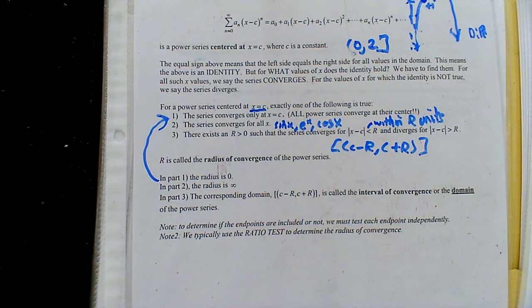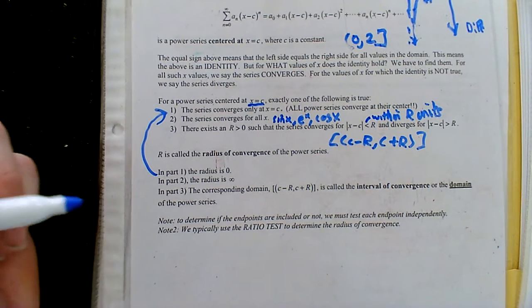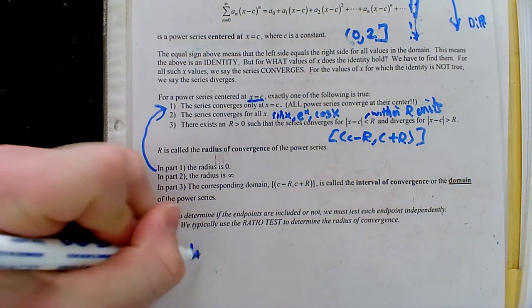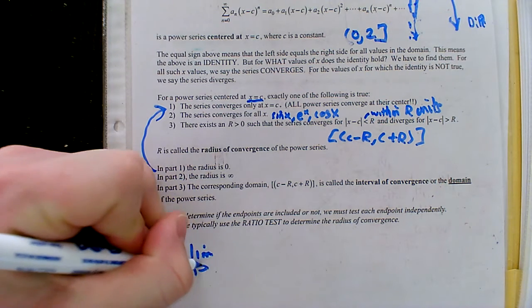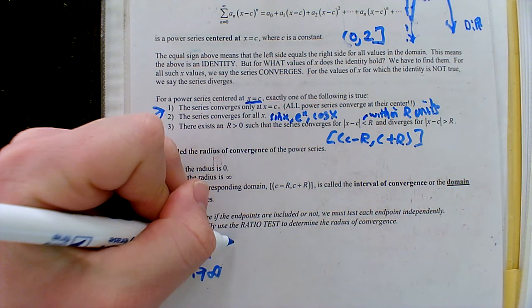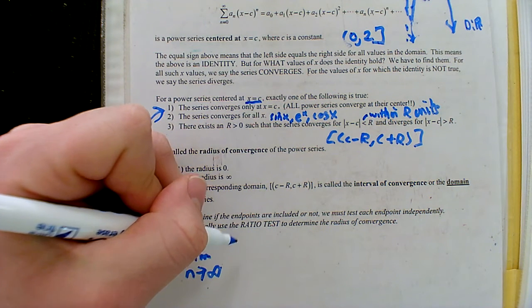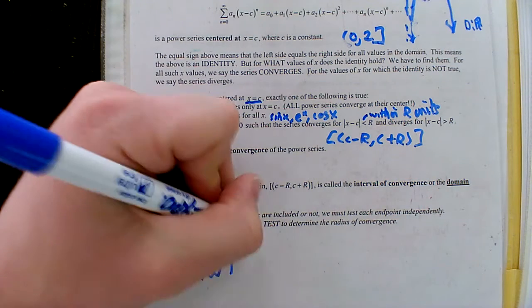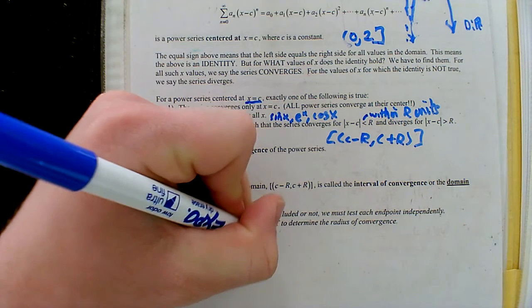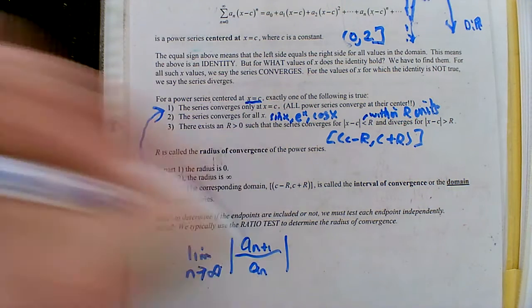We typically use the ratio test to determine the radius of convergence. Does anybody remember the setup of the ratio test before I start writing some down? We have a limit as n goes to infinity of what? What's the general setup? Yeah, it's the absolute value of the n plus 1 term over the original.